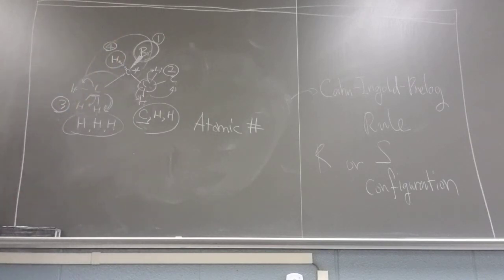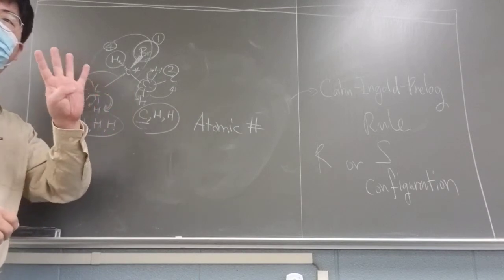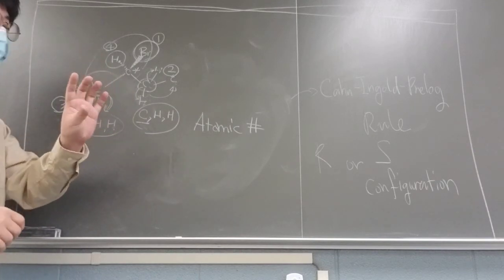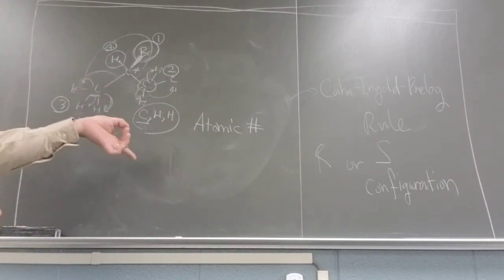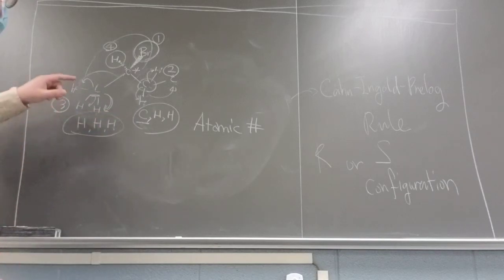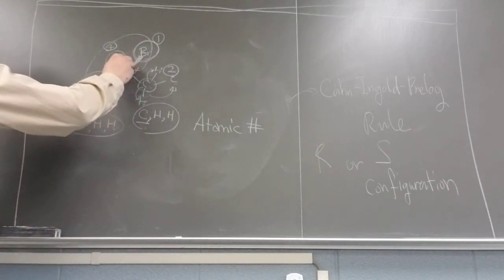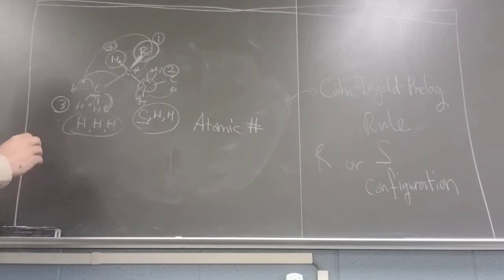Okay, so if you did all the prioritizing of the 4 groups, the only thing you have to do is assume your lowest priority group, which is number 4, is heading to the backside of where you're looking. Meaning you see the dashed line. We talked about this several times already.